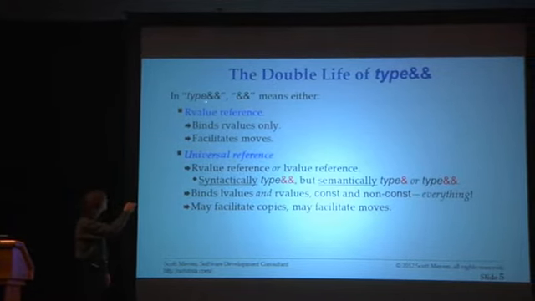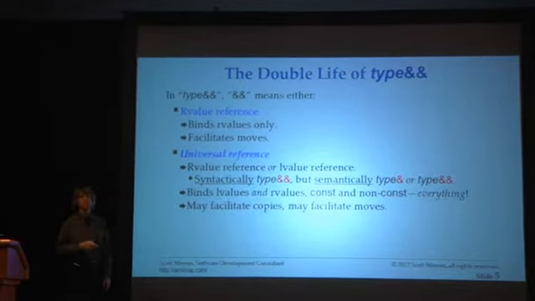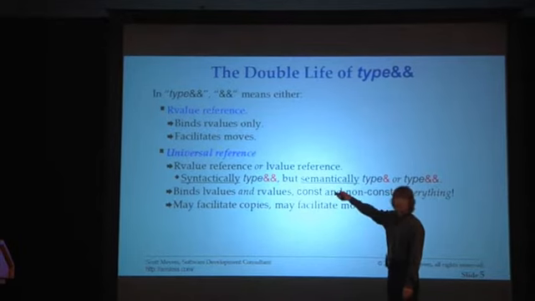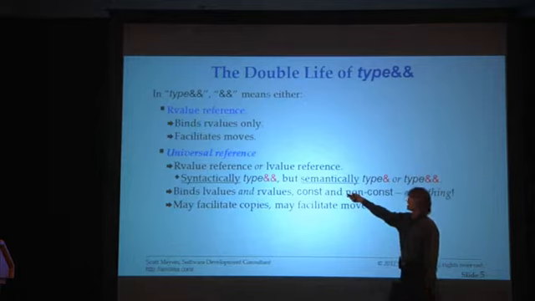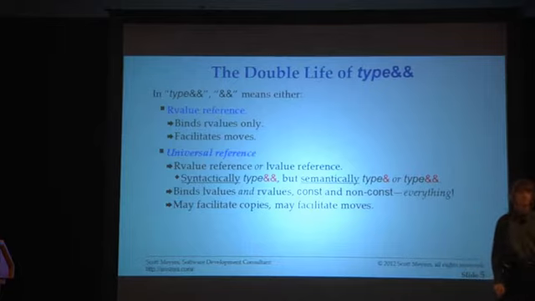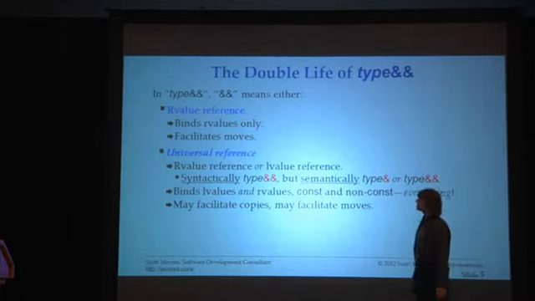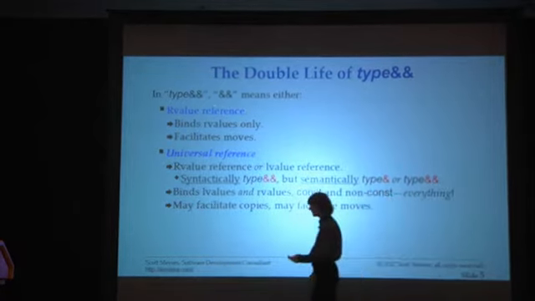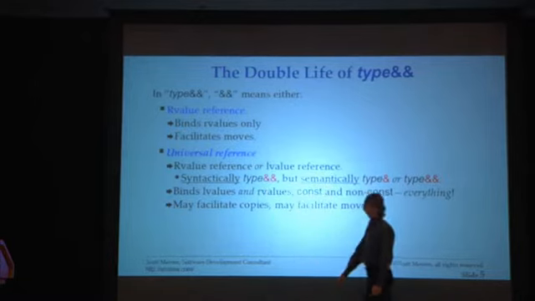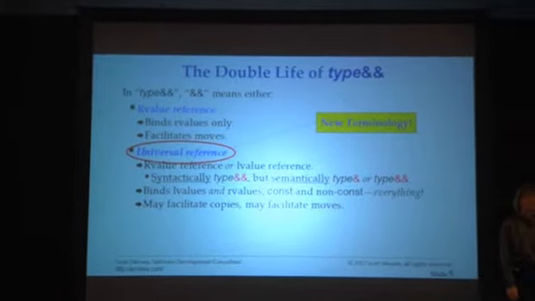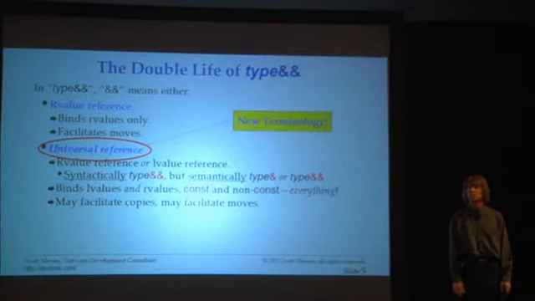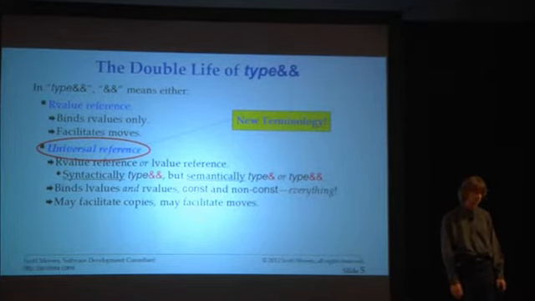When you see type-ref-ref, that double ampersand actually means one of two things. It either means what you've probably been taught to date that it means. It means R value reference. R value references, as you know, they only bind R values and they exist for purposes of facilitating moves. The other possible meaning of ref-ref in type-ref-ref is what I call a universal reference. This is new terminology. It is terminology that, as far as I know, I came up with. I find it to be extremely useful, and I will be trying to convince you during the course of this presentation that it is useful for you as well.